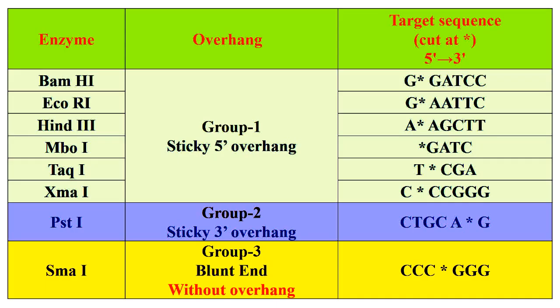This slide refers to the common groups of restriction enzymes, as we show. The first group refers to sticky 5' ends overhang, while the second group refers to sticky 3' ends overhang, whereas the third group refers to blunt ends without overhang.